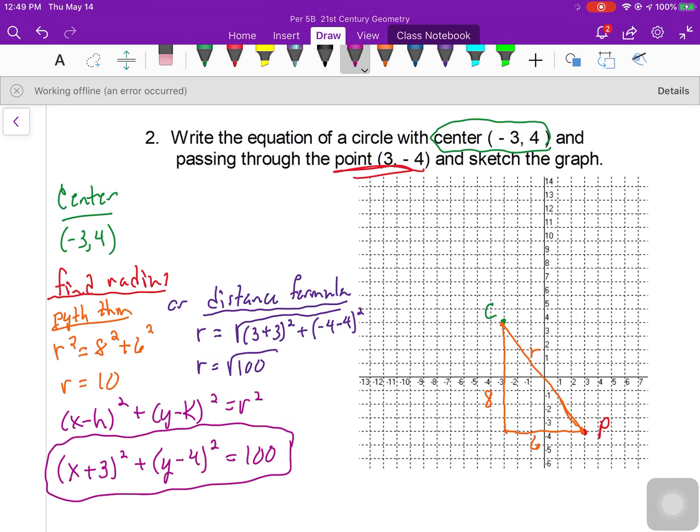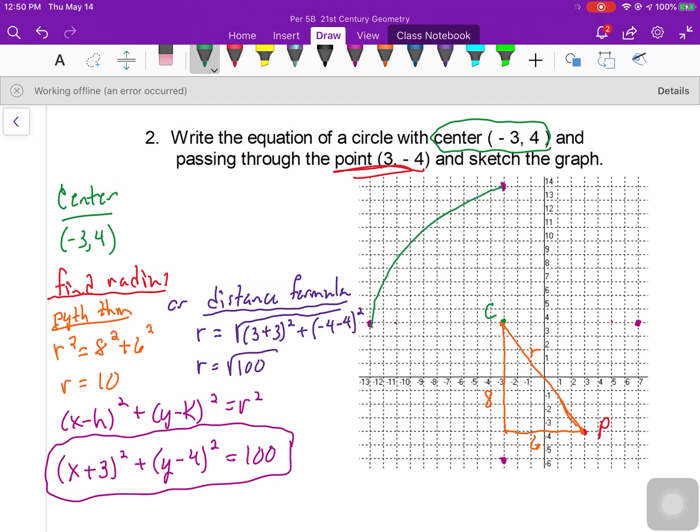It also asks us to sketch the graph. Now to sketch the graph, we start at the center, and then we'll count 10 in each direction. So if I were to count 10 to the right, 1, 2, 3, 4, 5, 6, 7, 8, 9, 10, puts me right here. And then up 10, 1, 2, 3, 4, 5, 6, 7, 8, 9, 10. And then left 10, 1, 2, 3, 4, 5, 6, 7, 8, 9, 10. And then down 10, 1, 2, 3, 4, 5, 6, 7, 8, 9, 10.